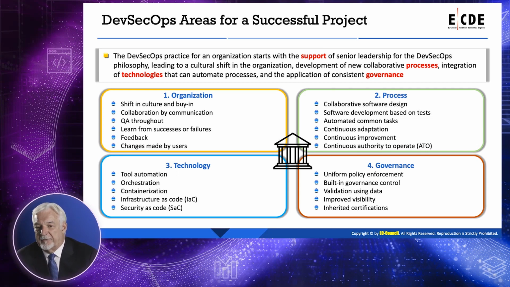And last of all, governance. With DevSecOps, you'll have uniform policy enforcement throughout and built-in governance and controls. You use validation using data and metrics instead of just guessing at it. You have improved visibility and using inherited certifications across for securing your secrets and operations and things.